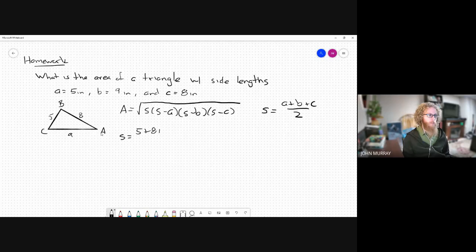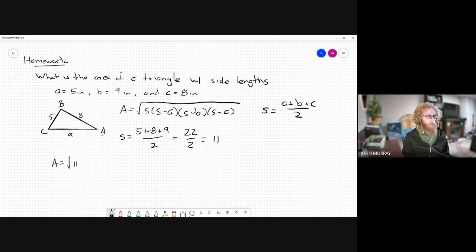So we add 5 plus 8 plus 9 divided by 2. So we get 17. 17 and 5 is 22. So I get 11. All right. And just as a hint moving forward, the semi-perimeter should always be larger than all of your other sides, right? Because if we subtracted here and we ended up with one of these being negative, that would be a problem because we can't take the square root of a negative number.